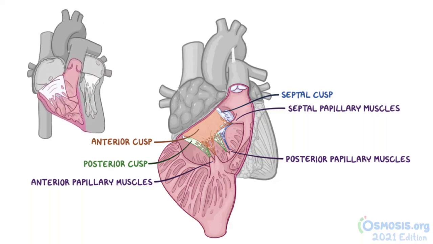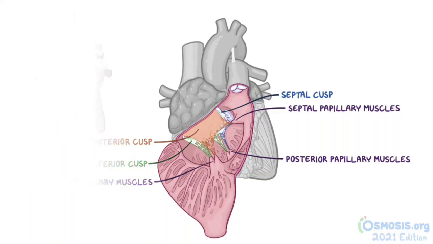This smart and complicated mechanism is mainly meant to block the backflow of blood from the right ventricle to the right atrium during systole, which is when the heart contracts to pump blood out of the ventricles. Okay, we're not done with the right ventricle.